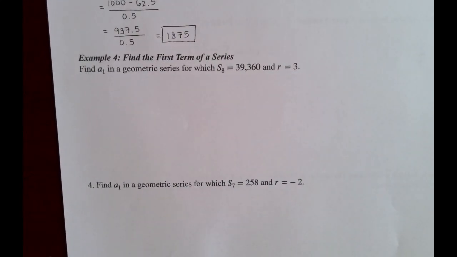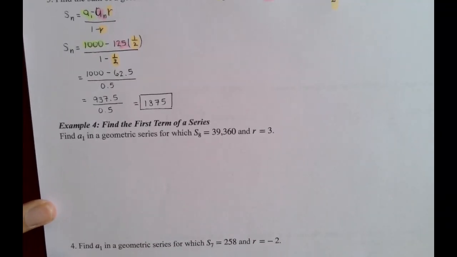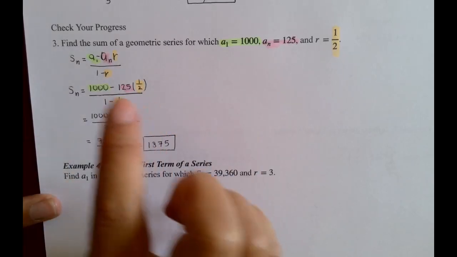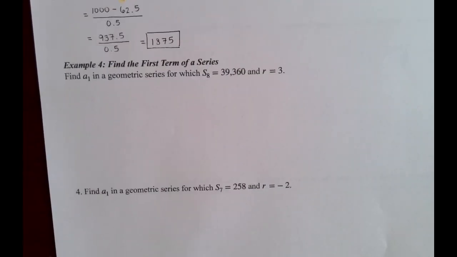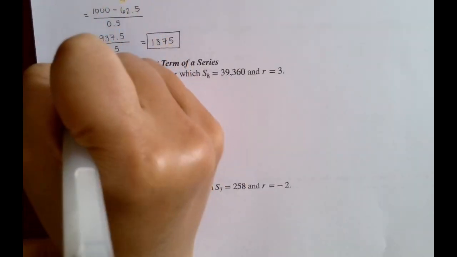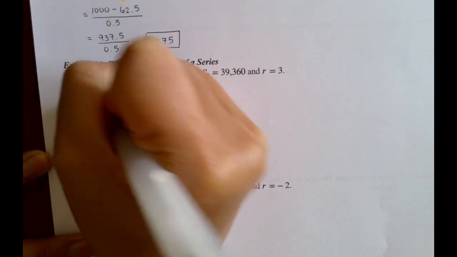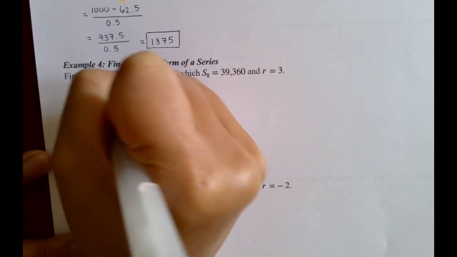Here we want to find a sub 1. Based on what we are given, that will determine which sum formula we're going to use. Since there's no a sub n, I can't have two unknowns. I can't not know a sub 1 and a sub n. So as a result, I'm going to use the other formula, which is s sub n equals a sub 1 times 1 minus r to the n over 1 minus r.